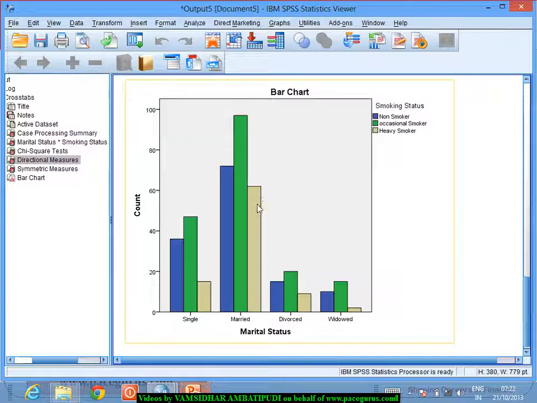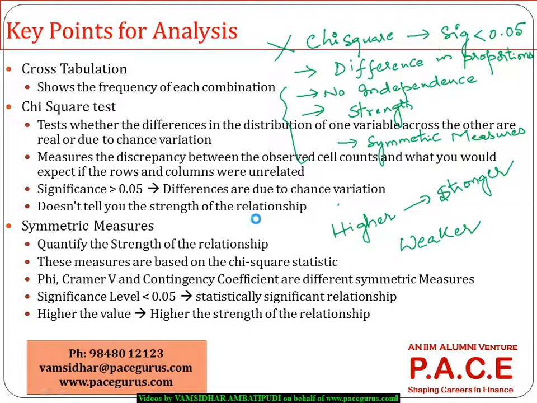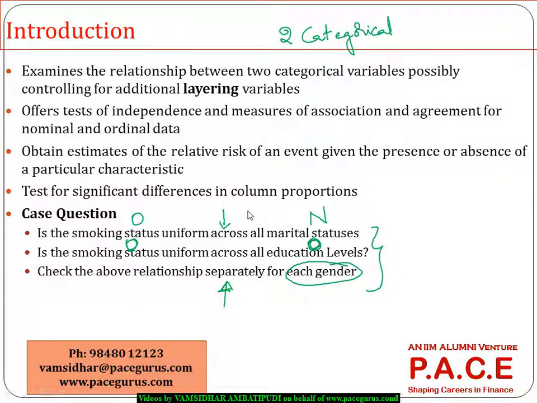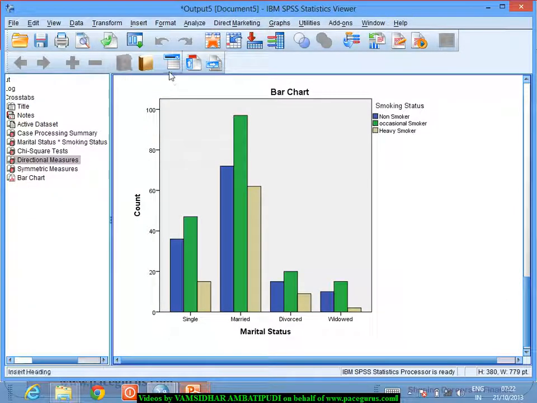So now what I suggest is, we'll go back and check the above relationship separately for each gender. After that we'll go with an ordinal to ordinal kind of a mapping. So here I want to find out the same relationship for each gender separately.